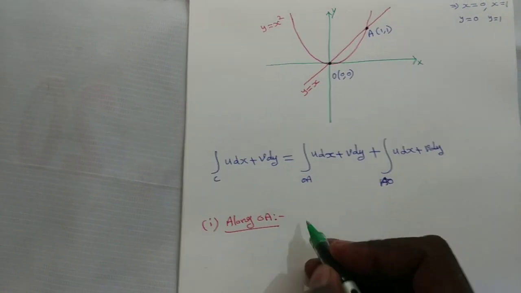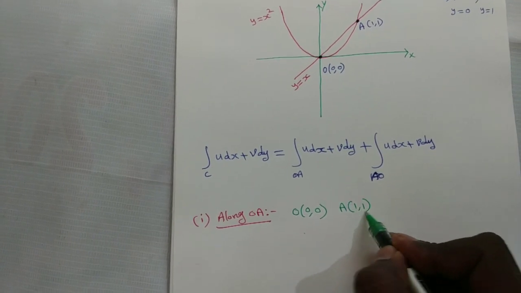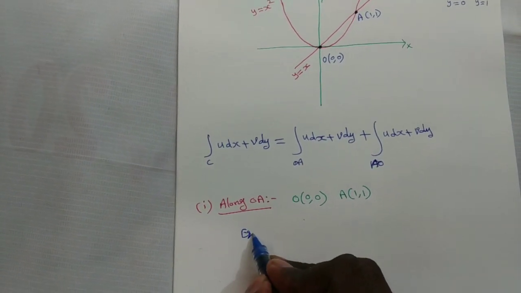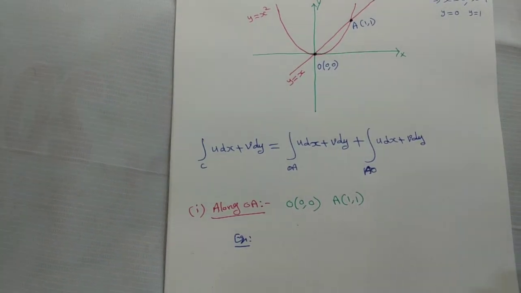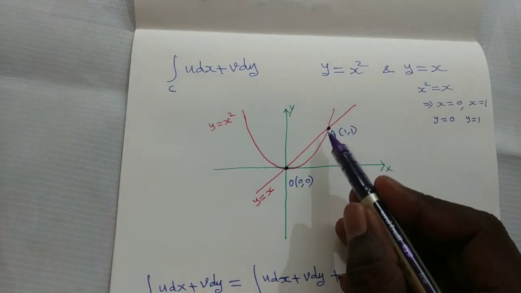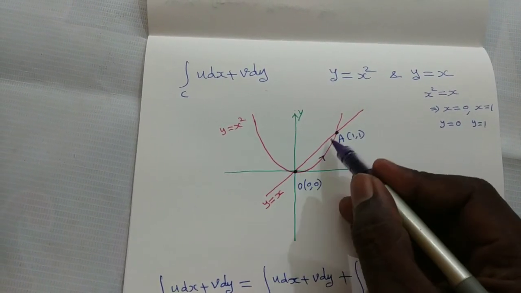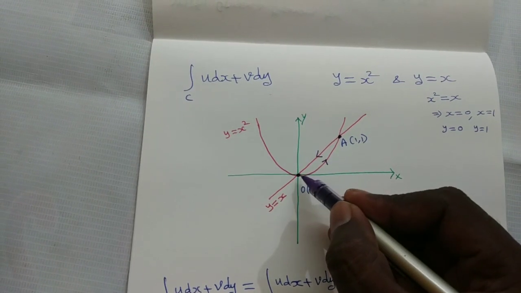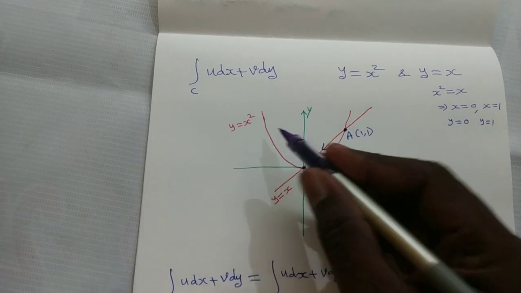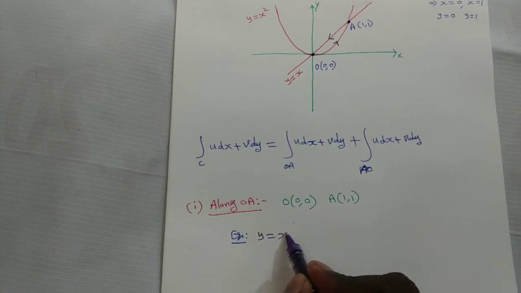So here the O point is (0, 0) and the A point is (1, 1). And now here the equation is along OA. From the diagram, this is along OA, and along AO is this direction. So OA and AO. Along OA it represents the parabola. So the equation of OA is the parabola y = x squared.